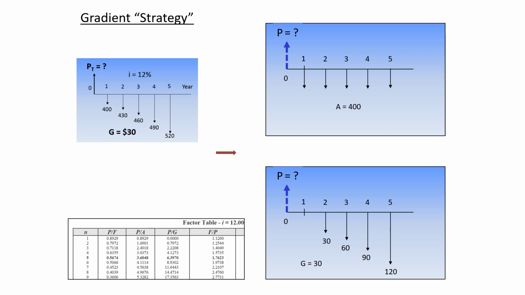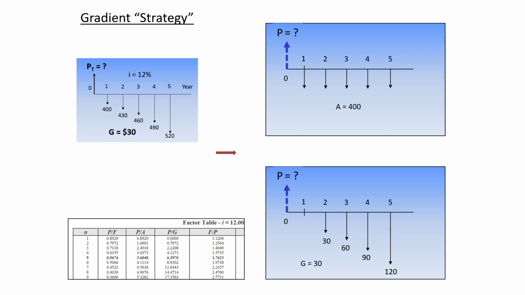Let me just get my calculator here. 400 times 3.6048 is 1441.92. Now, this factor has 1, 2, 3, 4, 5 digits in it. So that means that my answer will only be accurate to 5 digits as well. So 1441.90 is the present value of this $400 annual series.